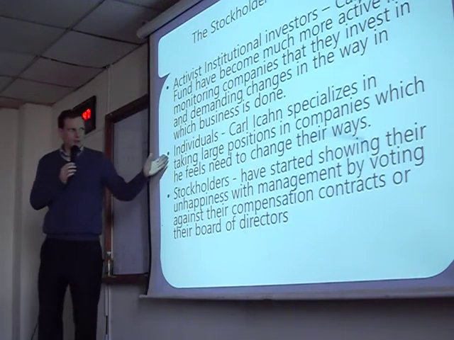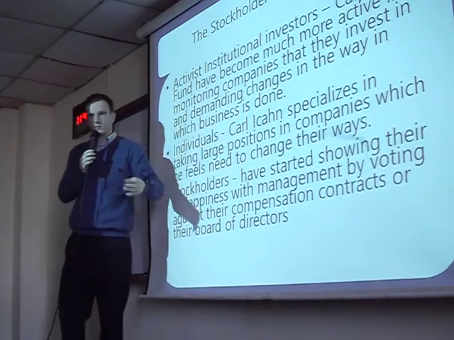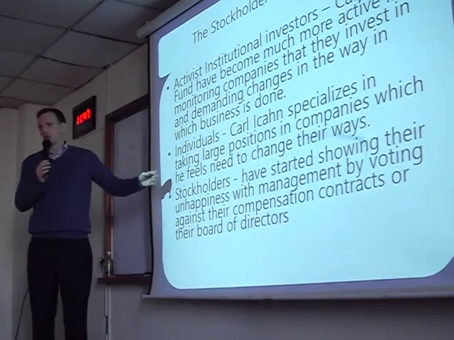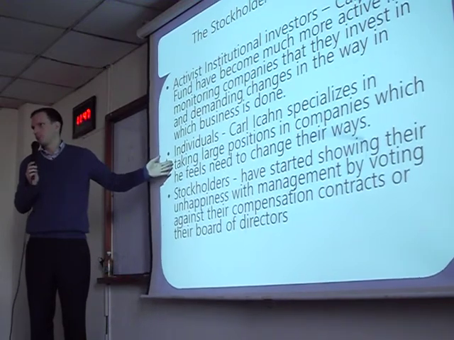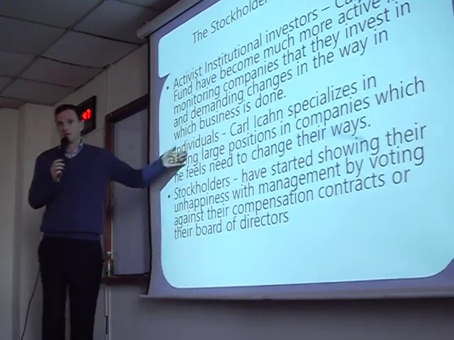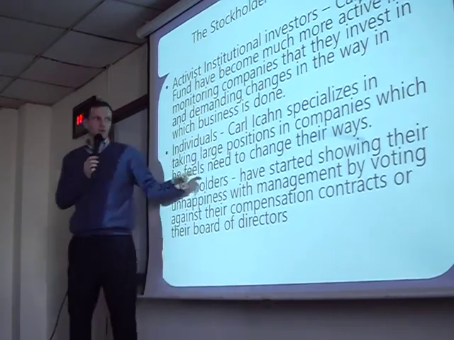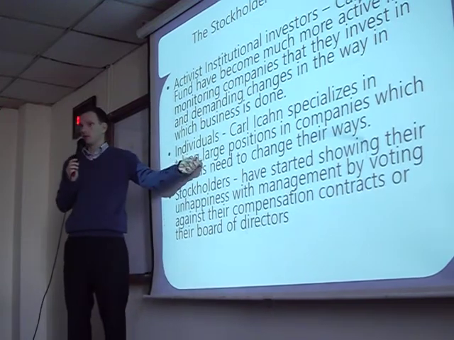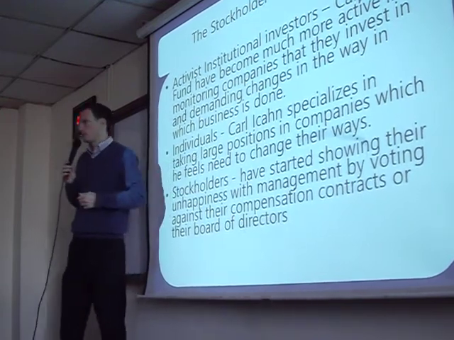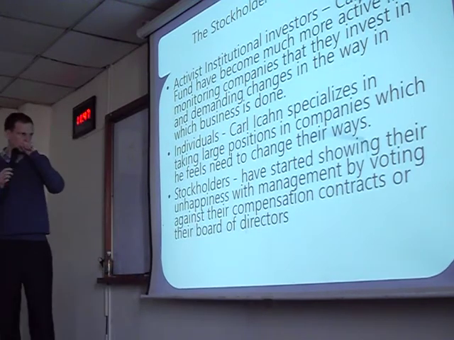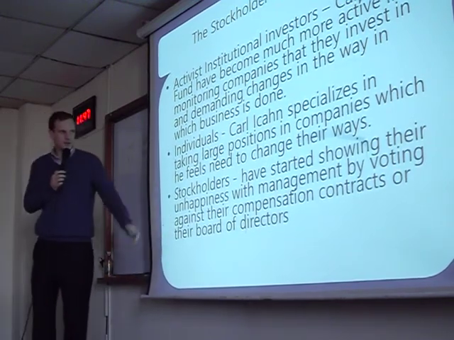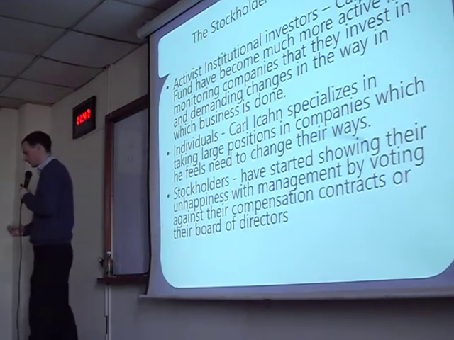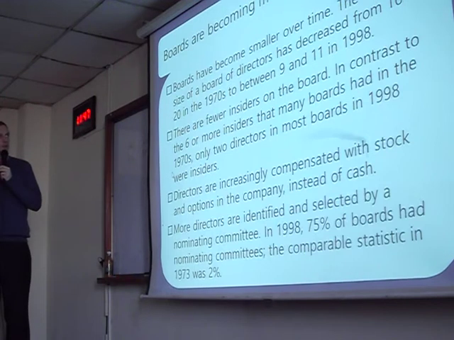So next, we have individuals, a guy called Carl Icahn, or individual companies. They're like vigilantes, like Batman. Do you know Batman? Batman for finance, right? They think the company is doing something bad. So they go in and buy a lot of stock, and then they will fire the managers. Right? Make the company change. Okay? Stockholders are starting to get a little bit more vocal in the meetings. Or changing the board of directors.